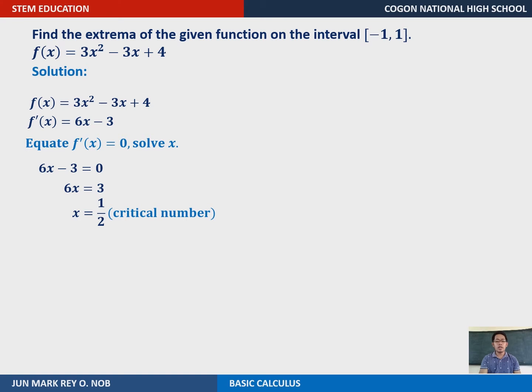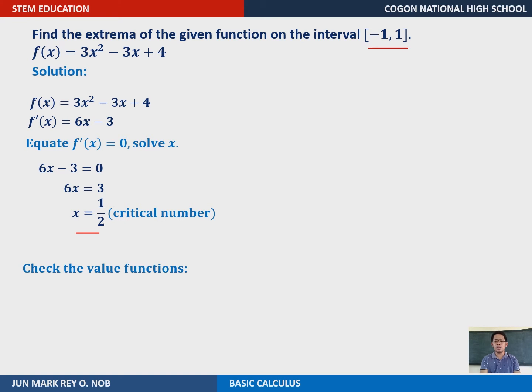Take note that our critical number again should be part of the closed interval [-1, 1]. Now, is 1/2 part of the closed interval given? Obviously it is. The next thing to do is to check the function values at the endpoints and at the critical number.